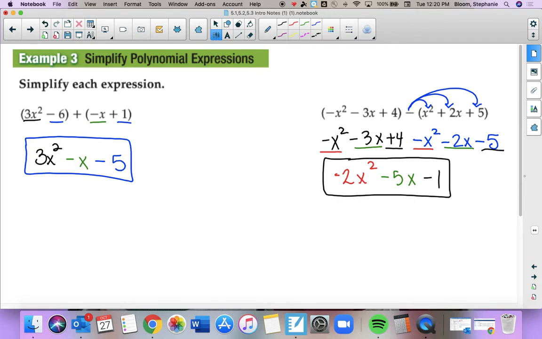All right, let's look up here. Did we get these two answers? So we have 3x squared minus x minus 5. Give me a thumbs up if you got it. And then the second one, negative 2x squared minus 5x minus 1. Give me a thumbs up if we got that one. Did we get that one?